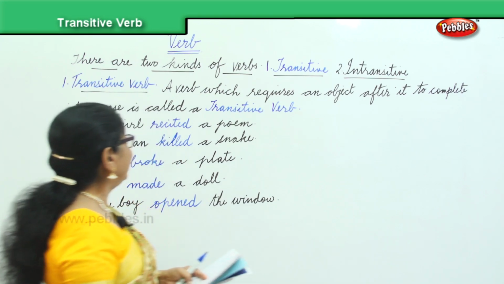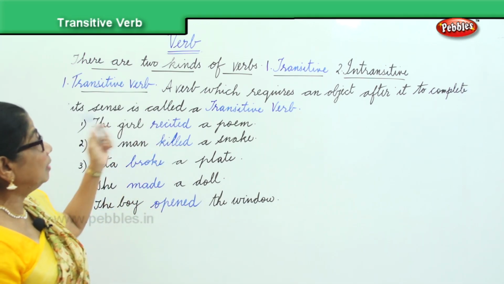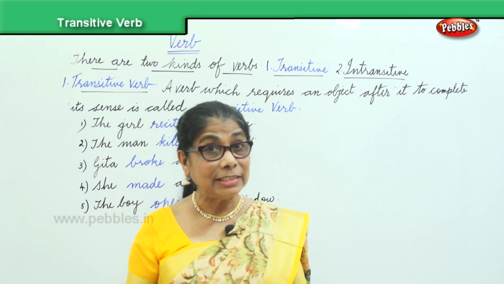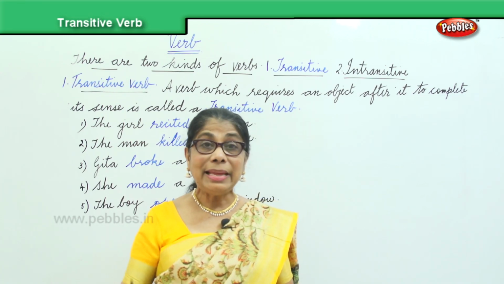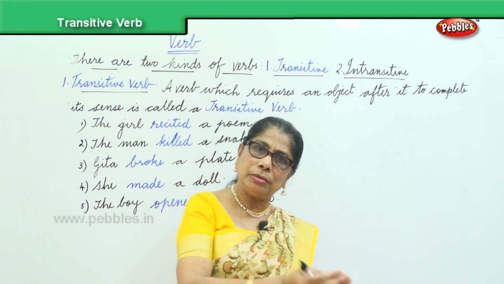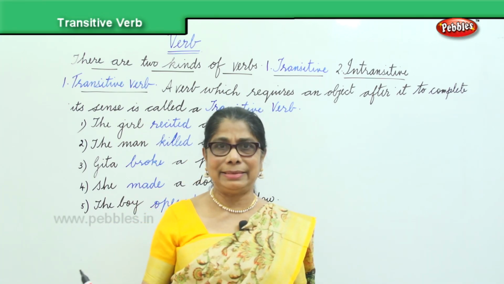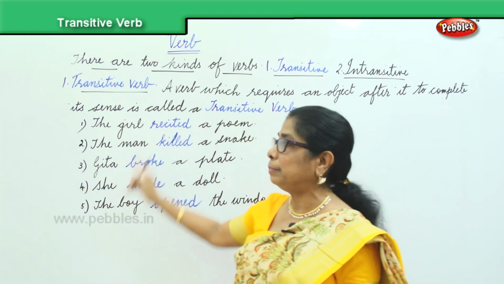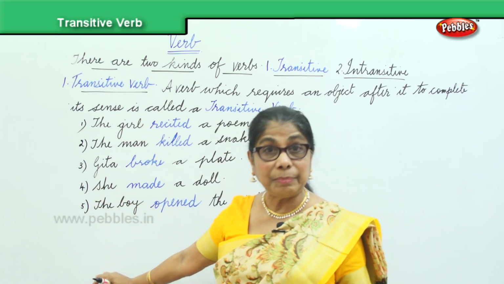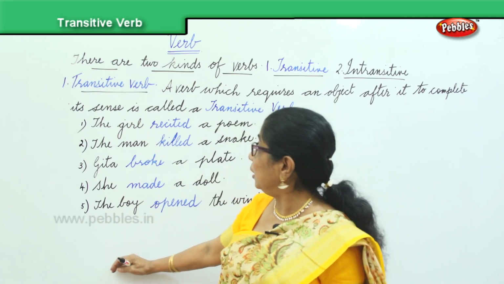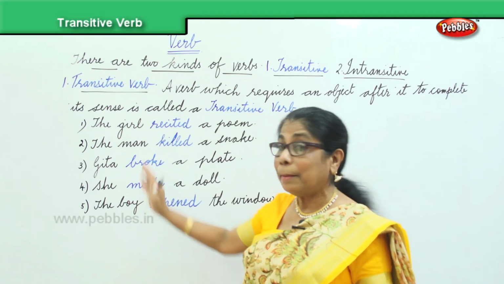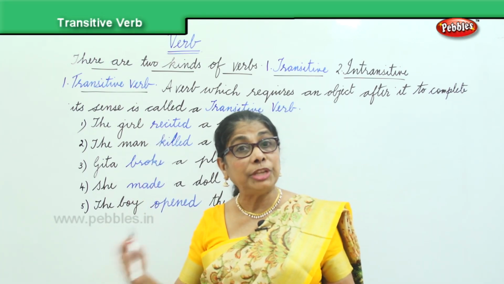Okay. Now look at the words. We said we are doing the transitive verb. How do we identify the transitive verb? A transitive verb needs an object. From the subject, the action is passed on to the object to complete the sense. So now let's look at all the subjects here. You have the girl, the man, Geeta, she, the boy. These are the subjects. They are doing something. What are they doing? Somebody is reciting, killing, breaking, making, opening. But all these need an object to complete.